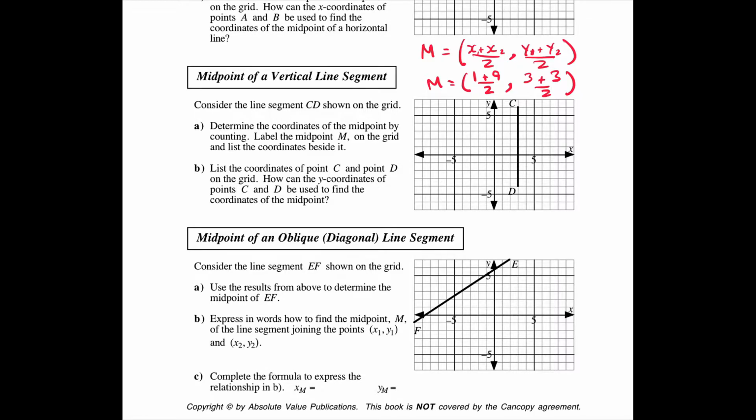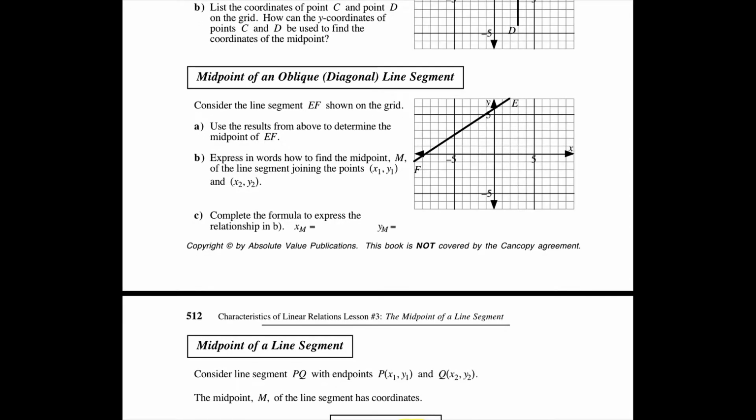So moving down to this third one, now we have a diagonal line, so it's not horizontal, it's not vertical, it is going on an angle. And basically, if I was to say there's point F and there's point E, and if I was to look at it, that's around the midpoint right there. So what are the coordinates of this midpoint that I've just visually placed? It's going to be -4 in the x, and 1, 2, 3 in the y.